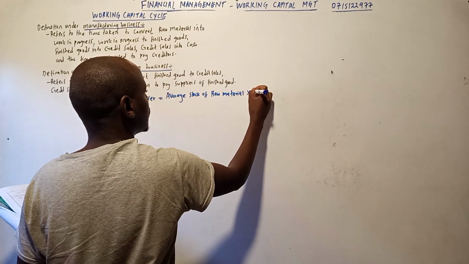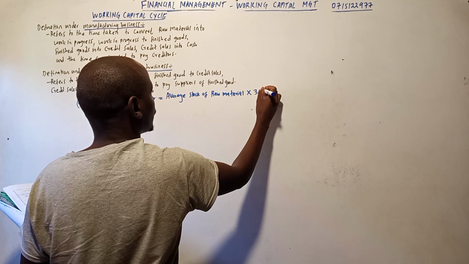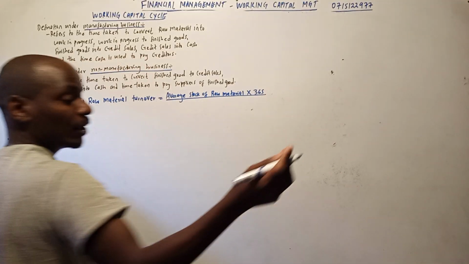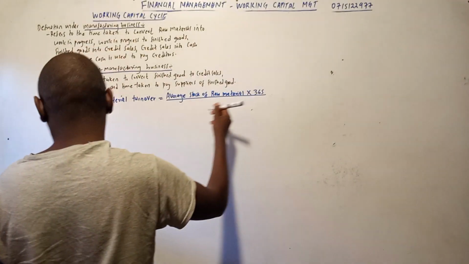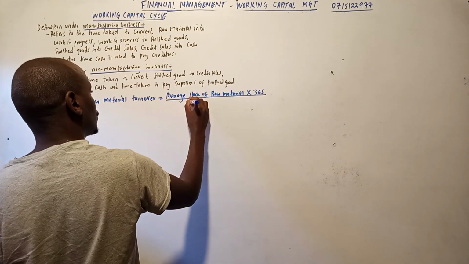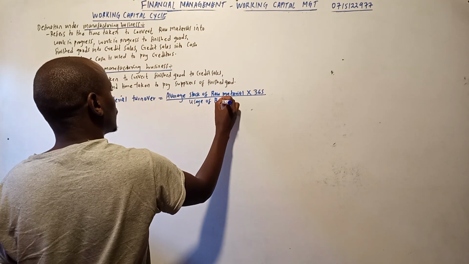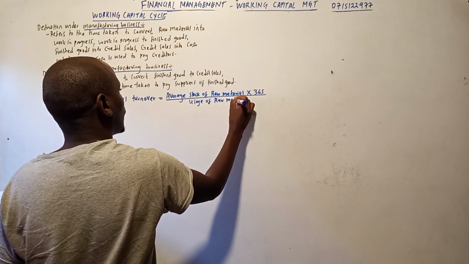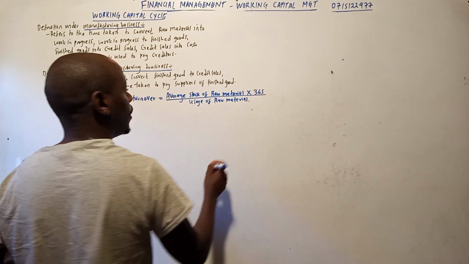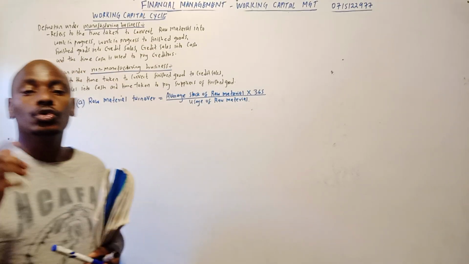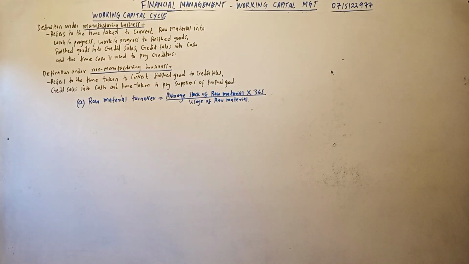times 365 or 360, depending, divided by the usage of raw material. Remember, usage of raw material is the same as purchases.